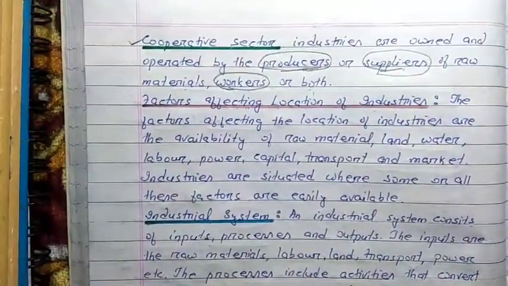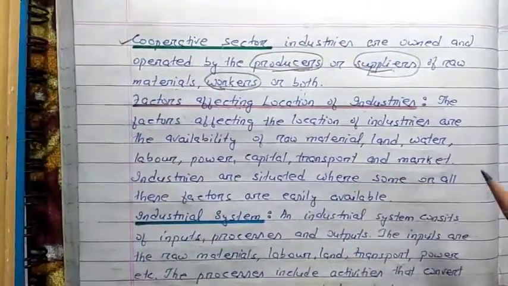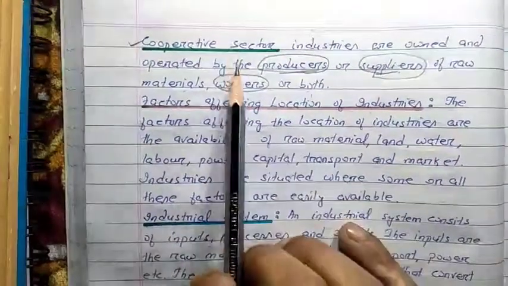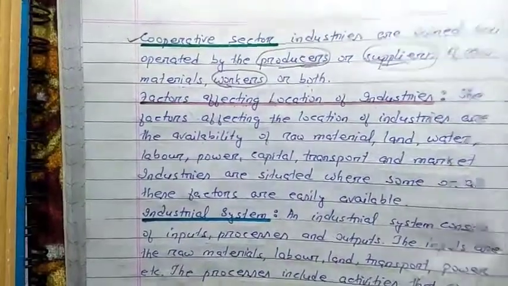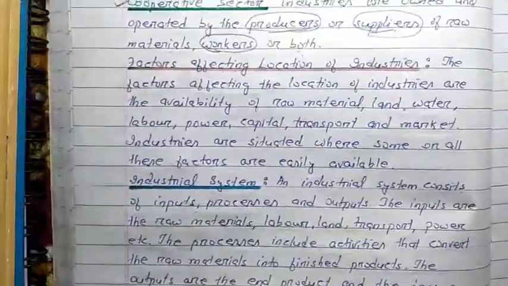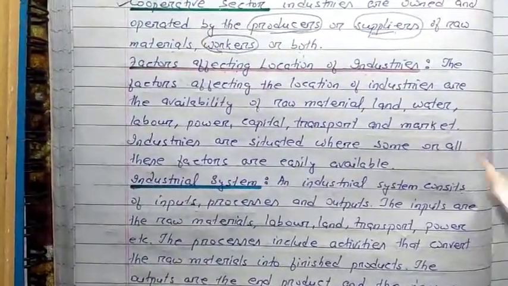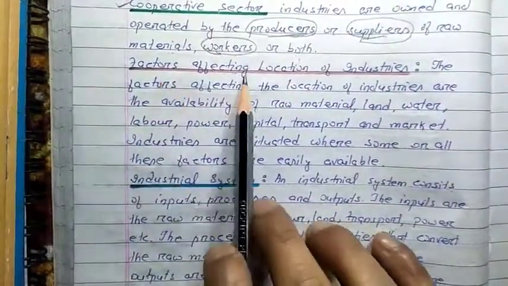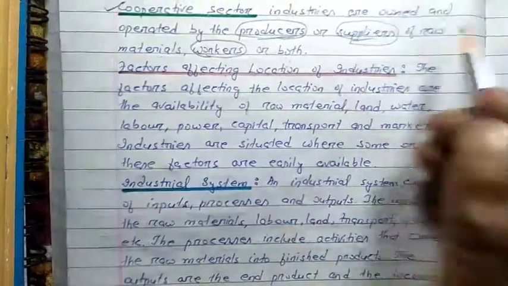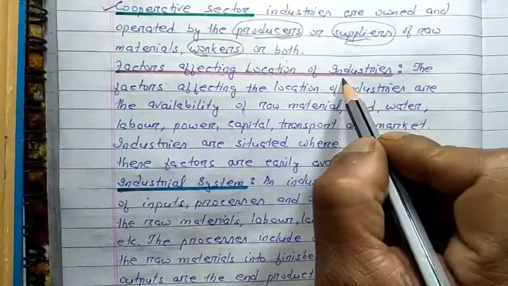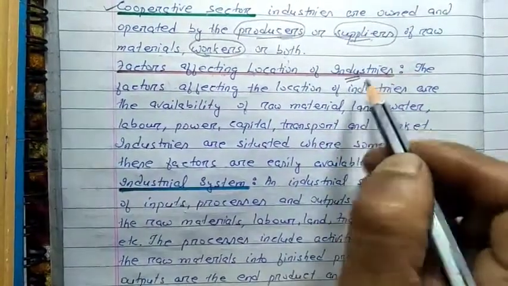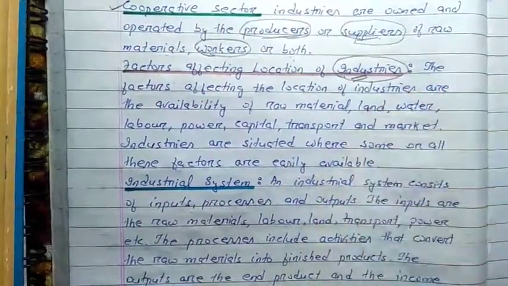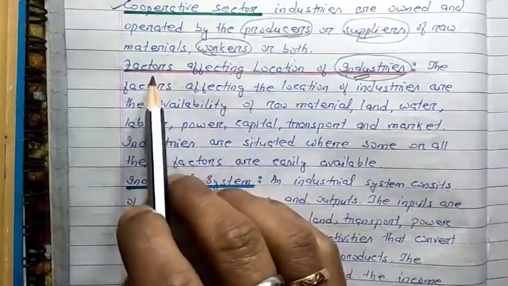So on the basis of ownership, industries can be classified into 4 types: private sector, public sector, joint sector, and cooperative sector. So that was all about the classification of industries. The next point that we are going to discuss is factors affecting location of industries. You know very well that we cannot establish or set up industries wherever we want. The industries can be established if some factors are easily available.